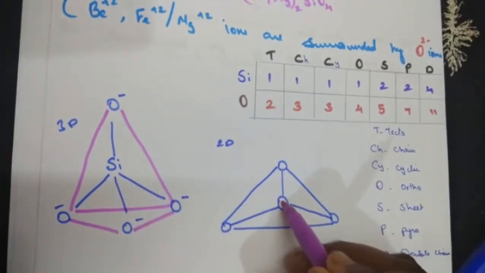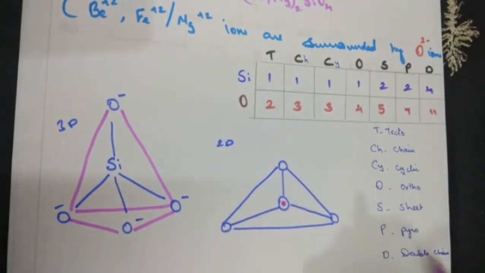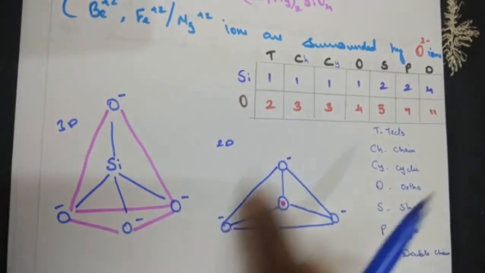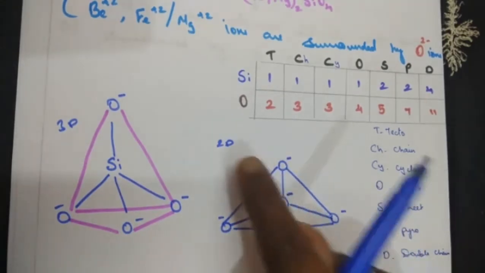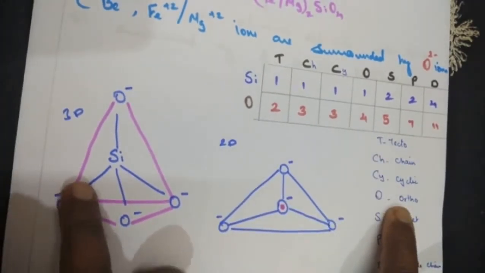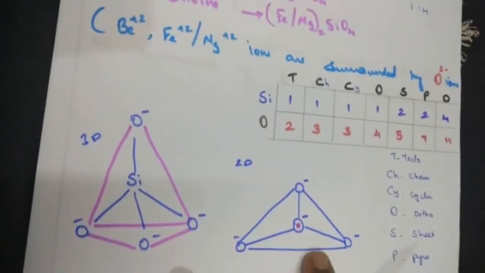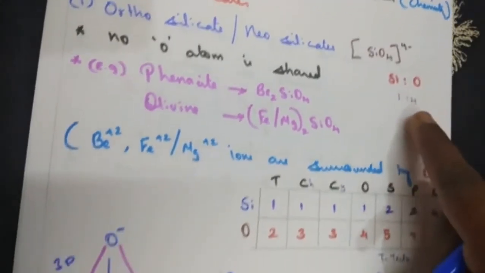Done. Now, the oxygen atoms are bonded to silicon. Let's mark this as a silicon. So, the purple color marking stands for a silicon. The blue color circles are for the oxygen. So, what's the charge here? 1, 2, 3. These 3 oxygens are on the plane and this oxygen is behind the plane. So this is the 2D structure of orthosilicate and this is the 3D structure of orthosilicate. If you see here, no oxygen atom is shared. The next point, the charge of it will be -4. Ratio, 1 silicon is bonded to 4 oxygen atoms. Done.